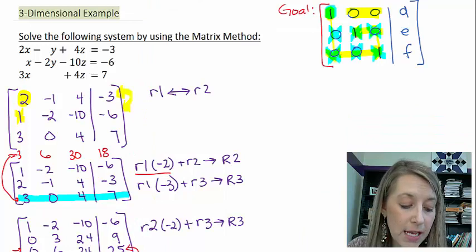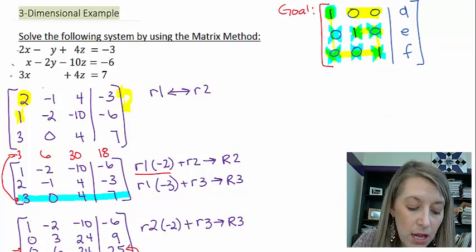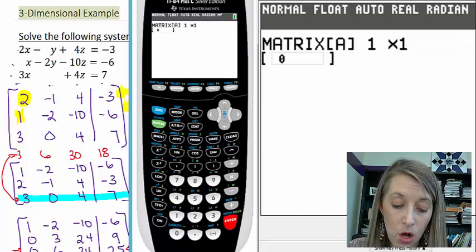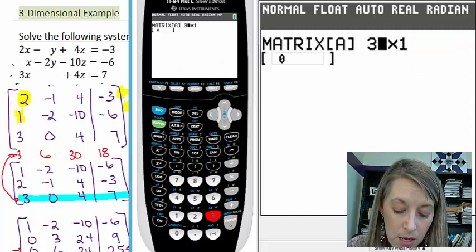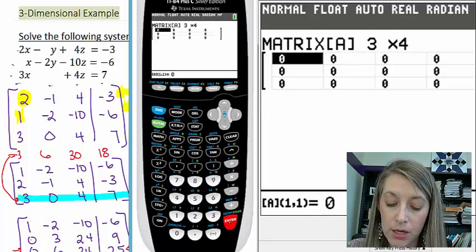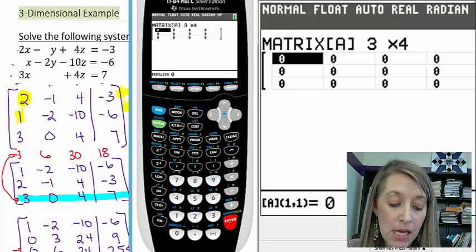So this matrix has 1, 2, 3 rows. And then if I look at it over here, 1, 2, 3, 4 columns, because I need to include my answer column. So this is a 3 by 4 matrix. So you can see that now it has the right dimensions that we want it to be in. So all we need to do now is plug in the entries that we saw with the augmented matrix.